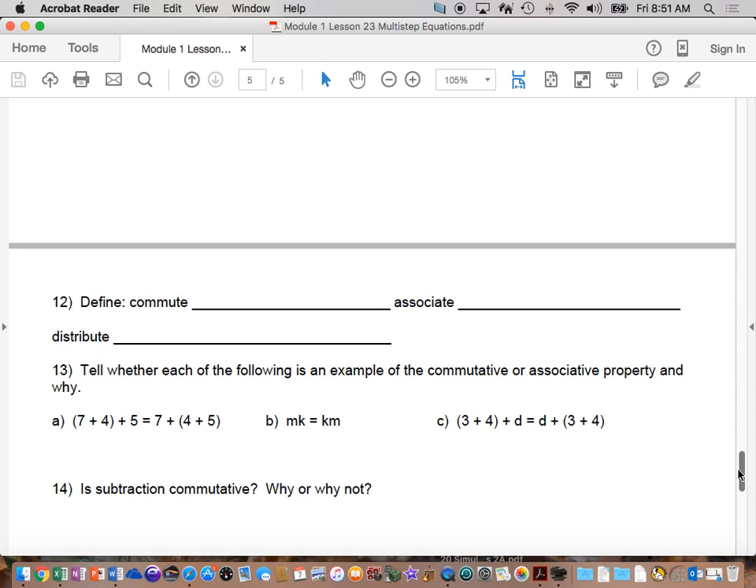Let's take a look at these questions from last night's homework. I will explain the answers and then we'll play around with some equations for a few minutes.